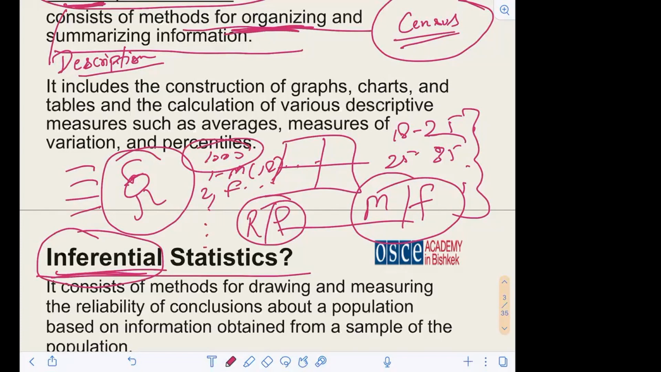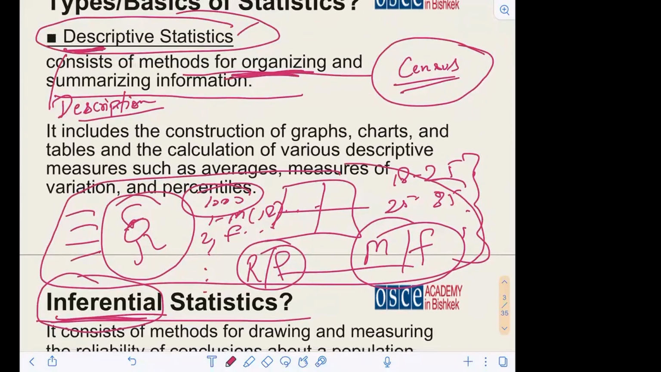If you make charts or graphs, you collect all the information in a very accurate manner that can be further analyzed, and you can arrive at a conclusion. So organization and summarization of information is basically called descriptive statistics. You can see here the construction of graphs. I have written charts, tables, and calculation of various descriptive measures such as averages.